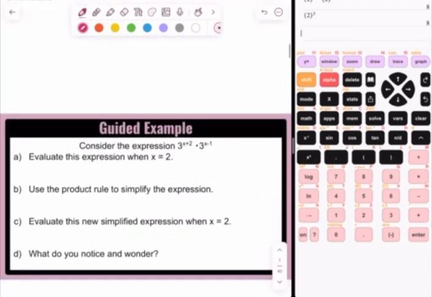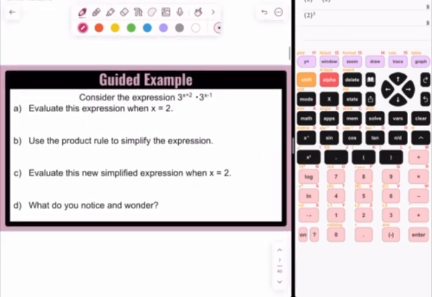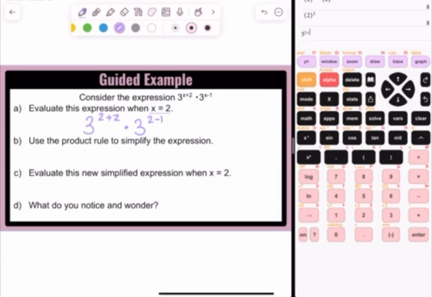Alrighty, so let's look at this guided example. Consider the expression 3^(x+2) times 3^(x-1). We want to evaluate this expression when x equals 2. So, we could either just tell our calculator x equals 2 or we could do this by hand. So 3, then x becomes 2, so 2 plus 2, times 3, replace the x with 2, minus 1. Let's type this in. 3 raised to the 2 plus 2 power times 3 raised to the 2 minus 1 power, and that gets us 243.